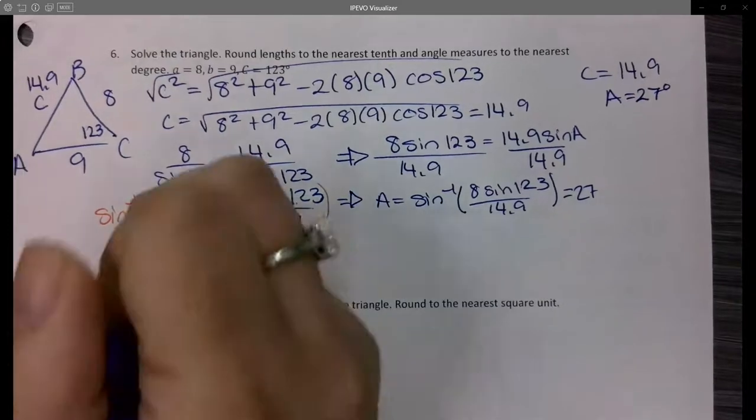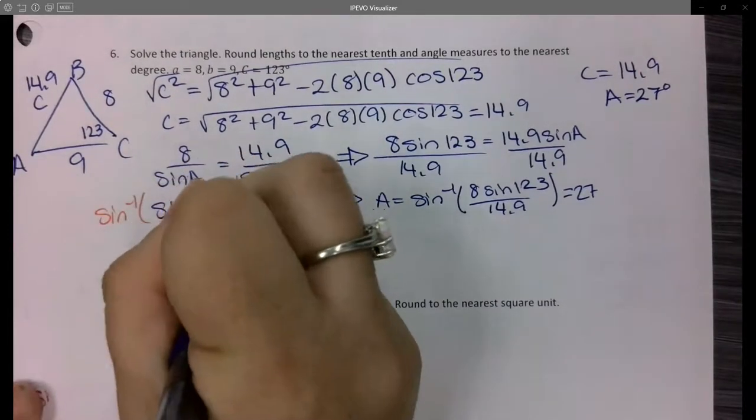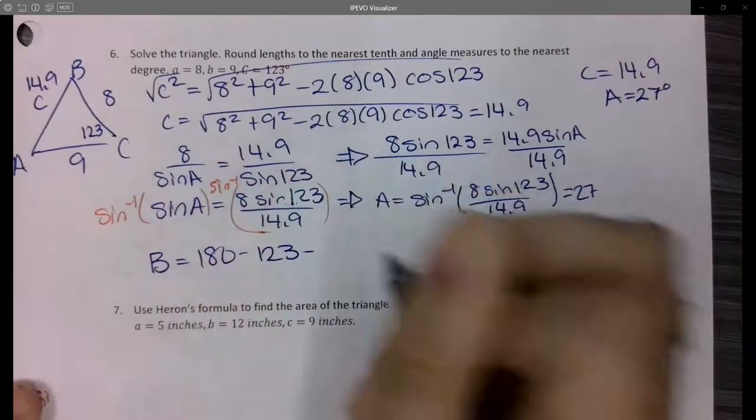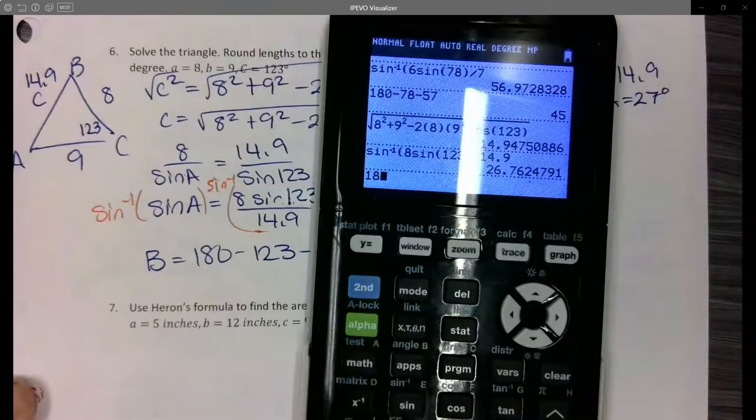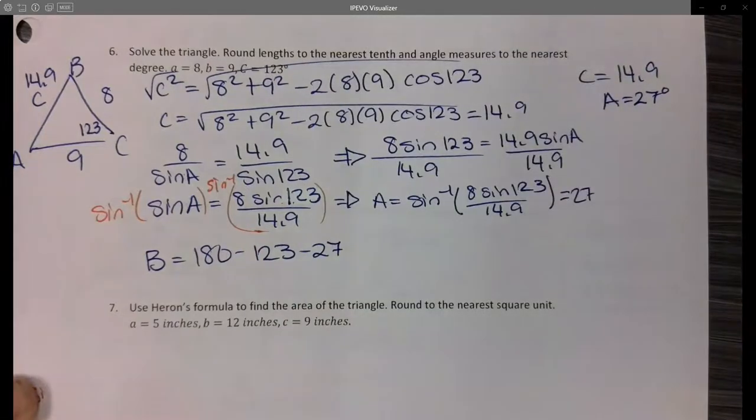And then I'm missing my final angle measure, which is B. So I'm going to do 180 minus 123 minus 27, which gets me 30.